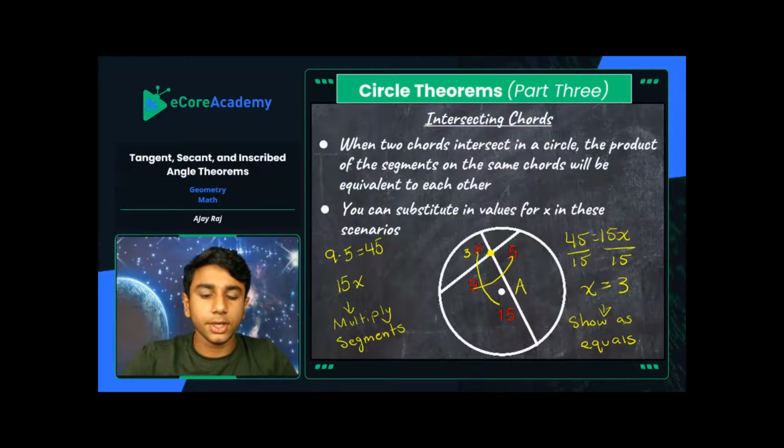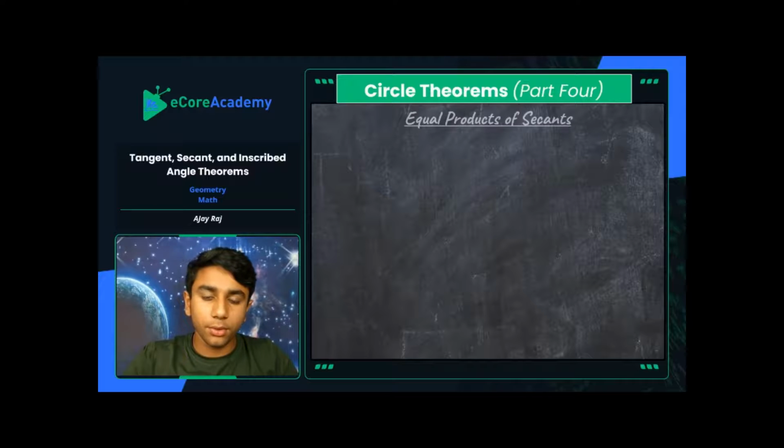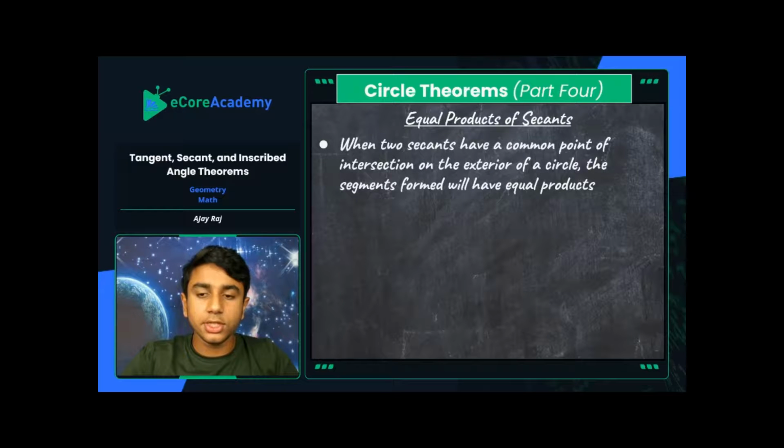All right, let's move on to our next theorem. Circle theorems part 4. Let's look at equal products of secants. This is going to be very similar as well. When two secants have a common point of intersection on the exterior of a circle, the segments formed will have equal products. So this is going to be the same scenario in which you have two secants intersecting on the exterior, just like our arcs formed. But now in this case, we're going to be looking at the length of the line segments instead of angle measures.